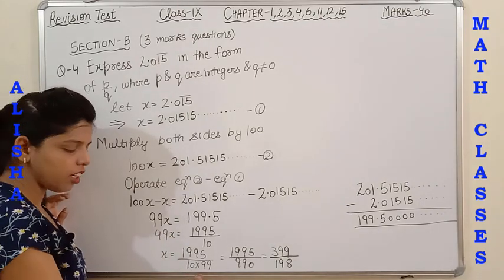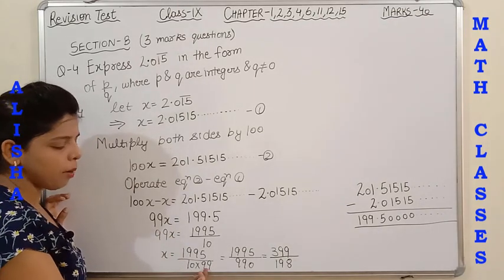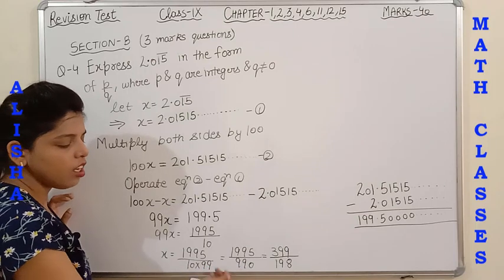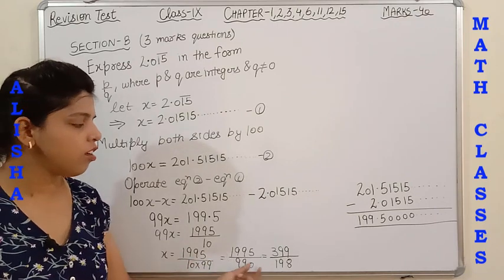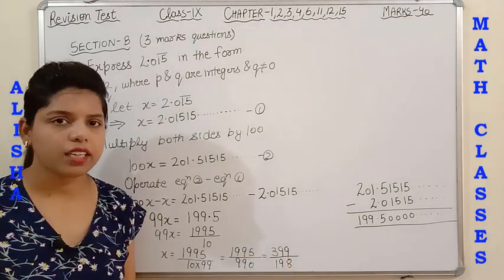So when I shift, it will come in the division. Very simple, 99 into 10 is 990. Now you can see that both the numbers we can cancel by the table of 5. So we get 399 upon 198. So this is the answer.